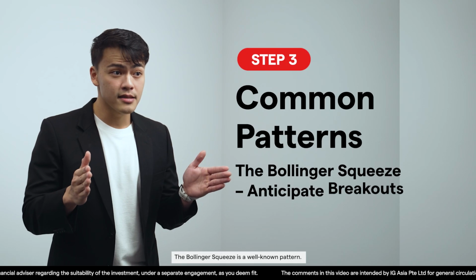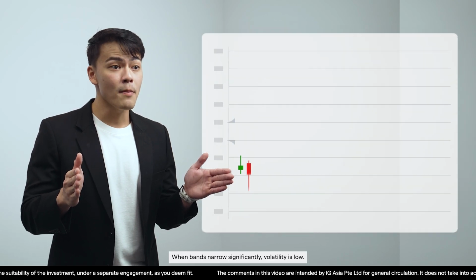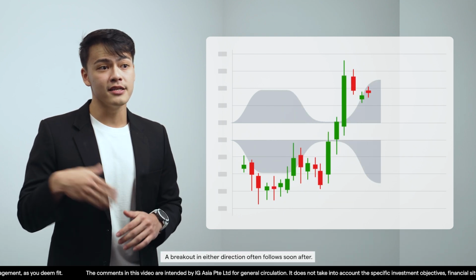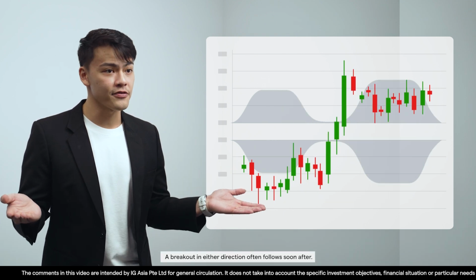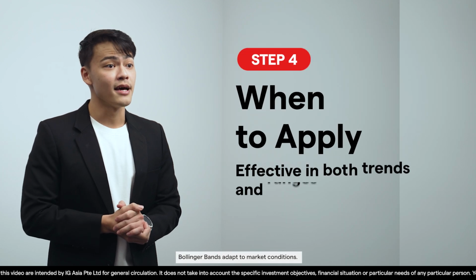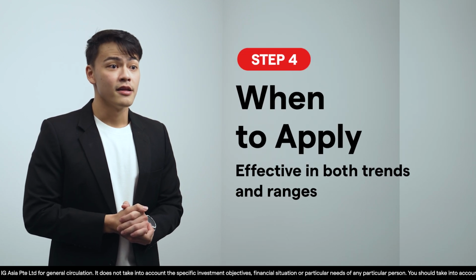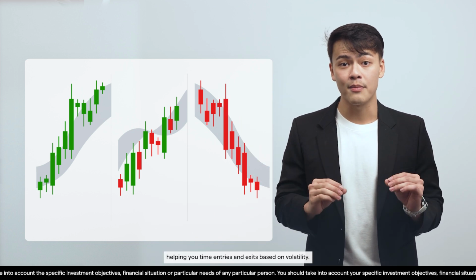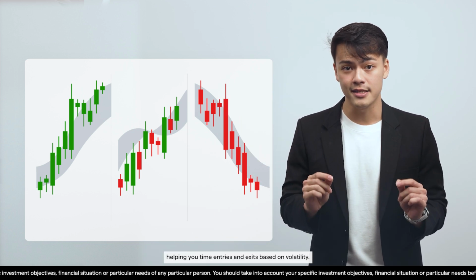The Bollinger Squeeze is a well-known pattern. When bands narrow significantly, volatility is low. A breakout in either direction often follows soon after. Bollinger Bands adapt to market conditions. They are useful in both trending and range-bound markets, helping you time entries and exits based on volatility.